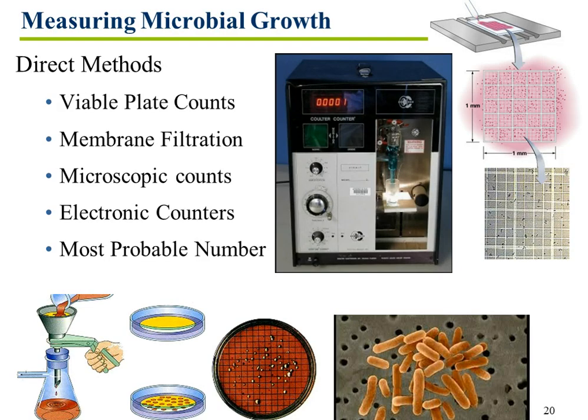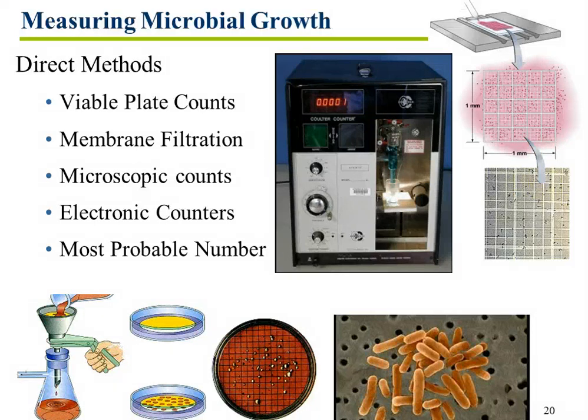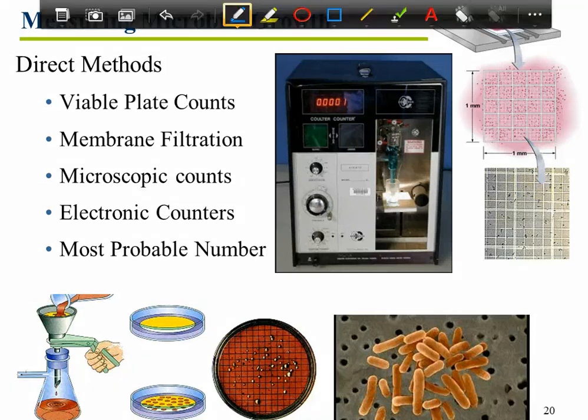Okay, so let's count bacteria. How do you do it? You can do it directly. Very accurate. So, you can do it by a viable plate count. That's a standard plate count. I just showed you what that looked like a couple of pages back, talking about pour plates and spread plates. That's called a viable plate count.